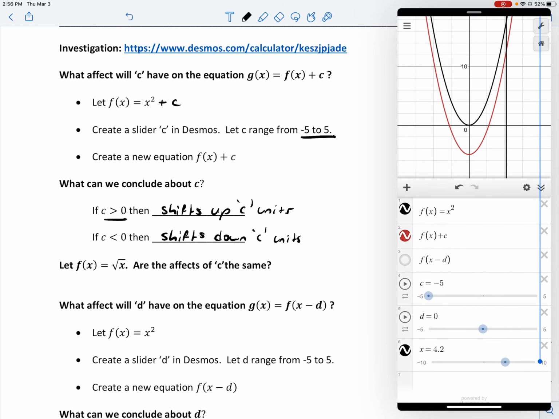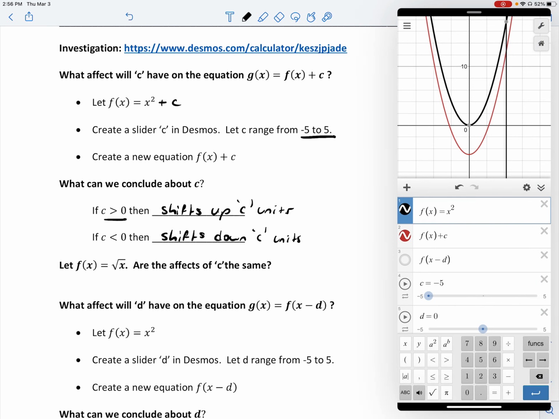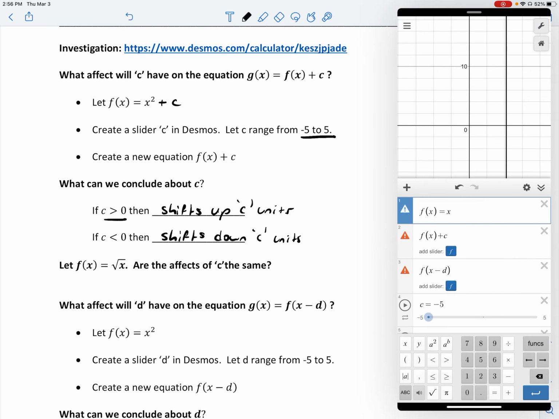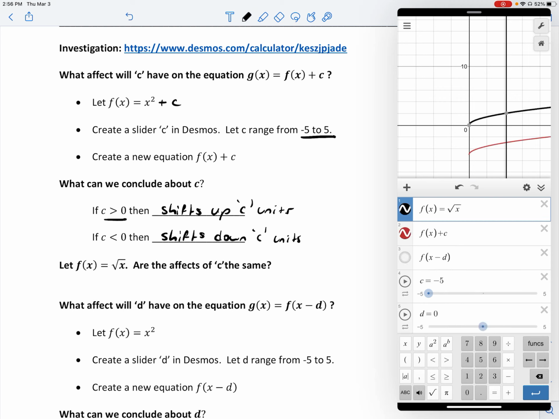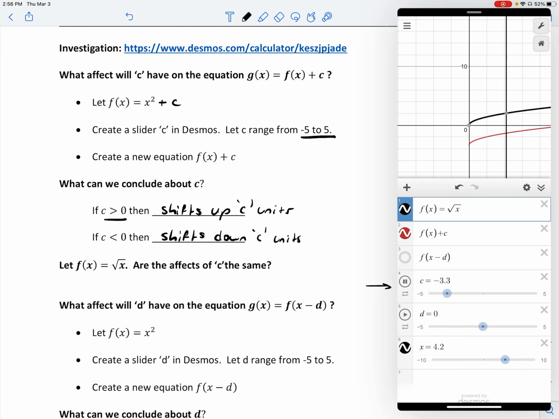Okay, are these effects the same for other functions? So we just did it for x squared. Let's change this to a different one. Do we get the same effect? I'll change this to root x. And I'll hit play on my slider C. I'll hit play. And we can see all it does is cause a vertical shift of exactly C units.